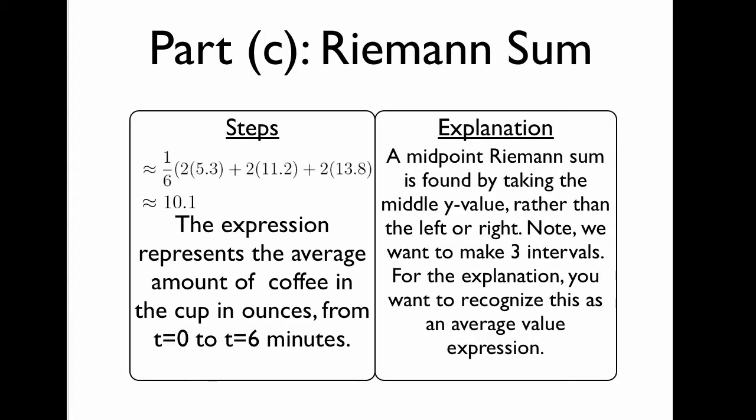Looking at part C, we're asked for a midpoint Riemann sum. First, if I look at this expression they've given us, it's not just an integral, it's 1 over 6 times the integral from 0 to 6 of C of t. So not only do you want to find the midpoint sum, you want to explain this. Now this is a common question. If they don't ask you just to interpret an integral, they'll usually ask you to interpret an average value integral. So be on the lookout for that, because that's the case here.